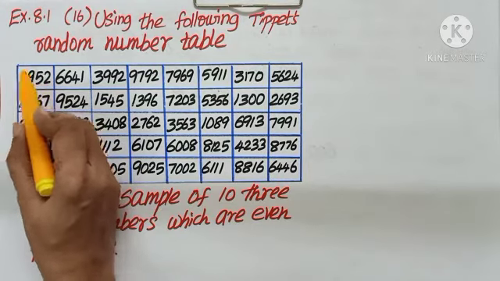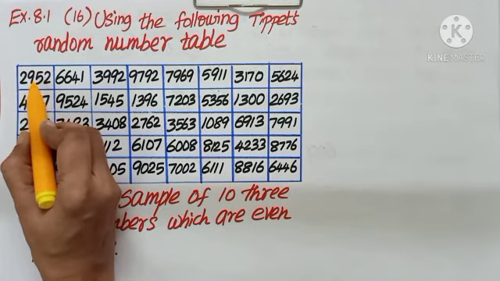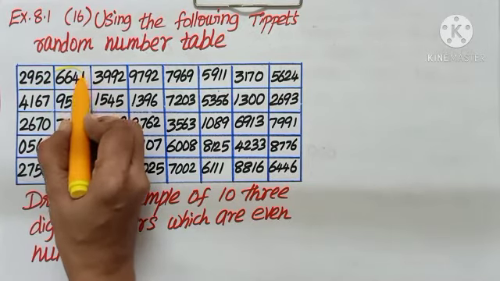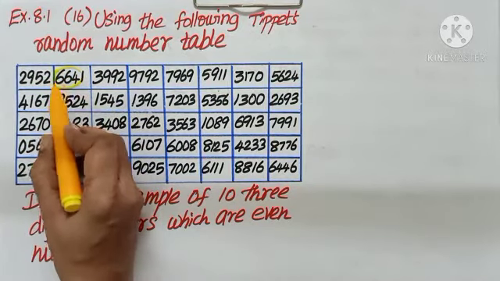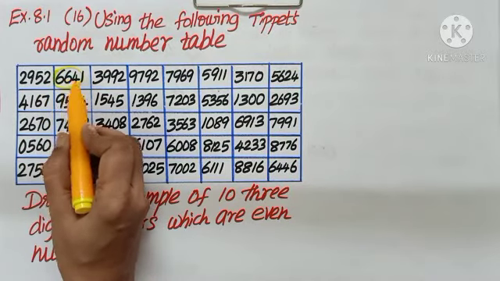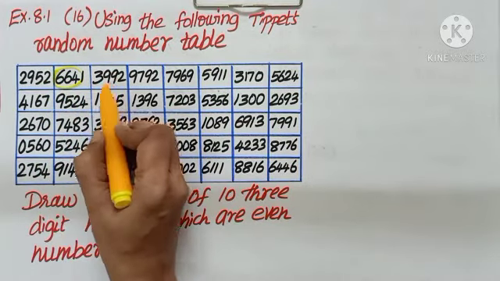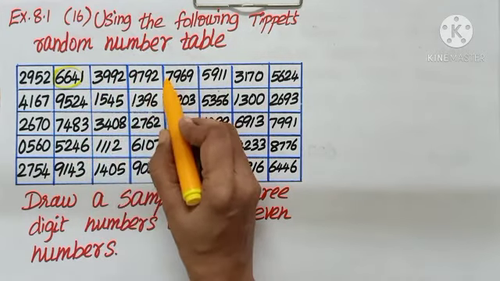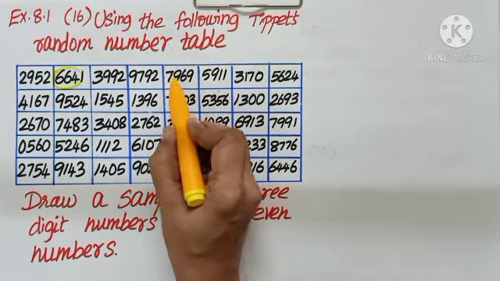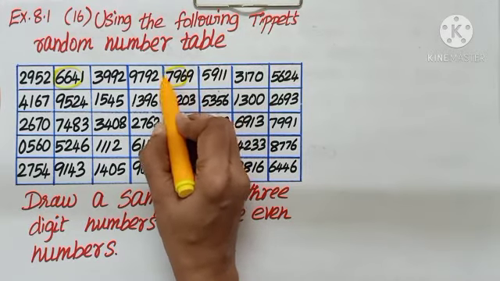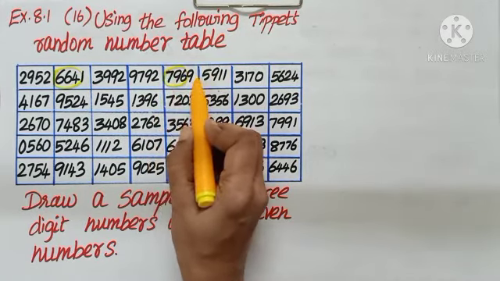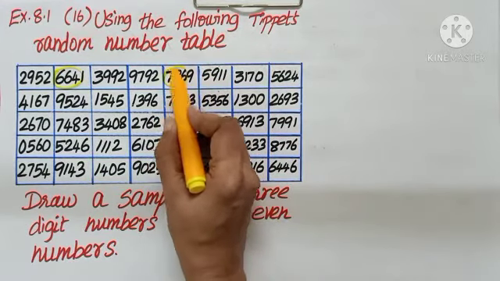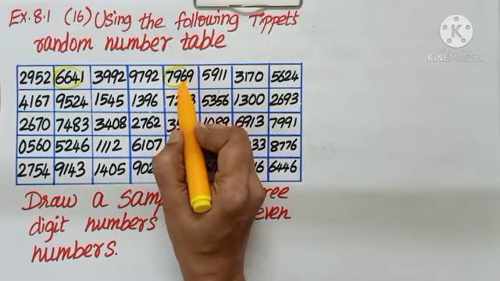295, a 3-digit number which is odd. So go on to the next box, 664. This I can consider. It is a 3-digit even number. Can I go on to 399? No. 979? No. 796, a 3-digit even number, I can select. Even though there are 4 digits, my question is only 3 digit, so consider 3 digits of that alone.